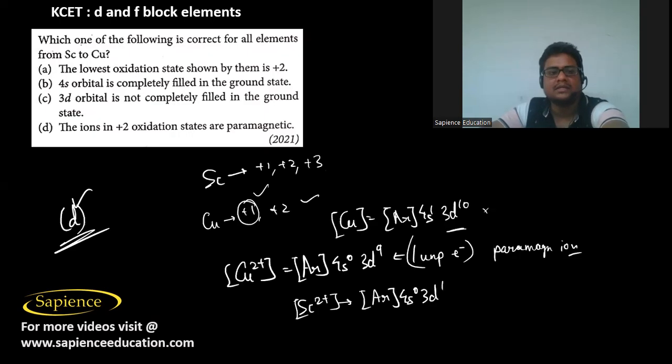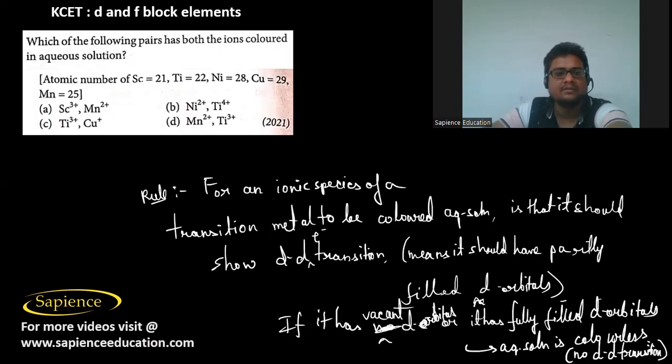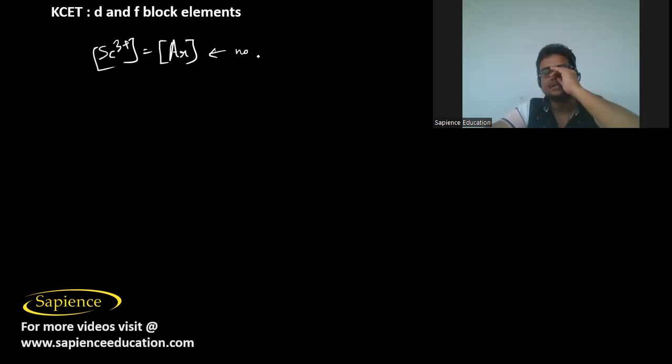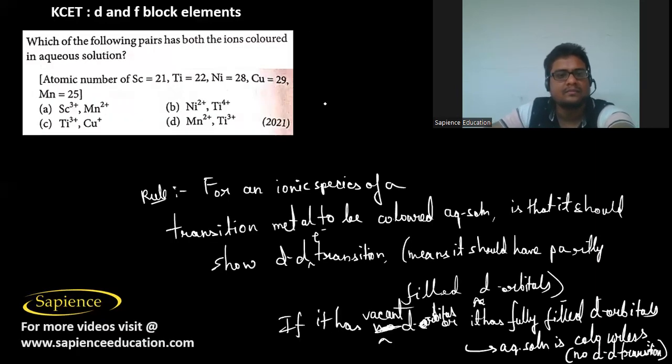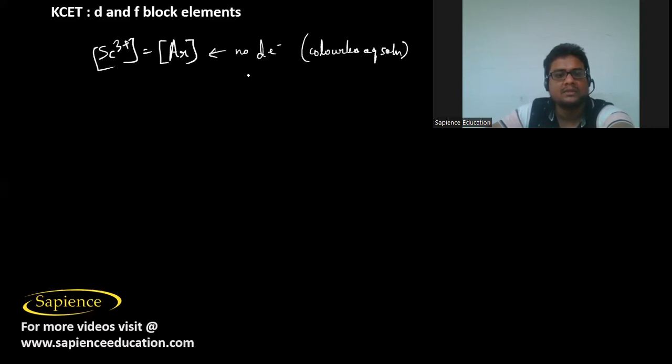So now the electronic configuration for Sc3 plus will be same as that of argon. So it will have no dd transition, it has no d electrons, so its solution will be colorless. So it will have colorless aqueous solution. So we need to find which of the ions are colored in the aqueous solution. So it means that option A is obviously wrong.